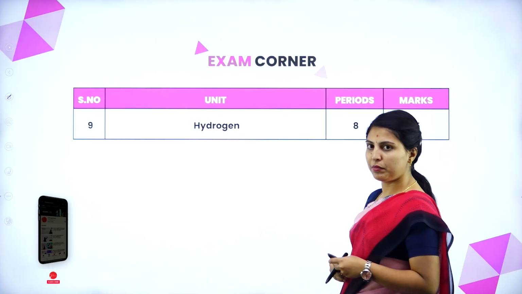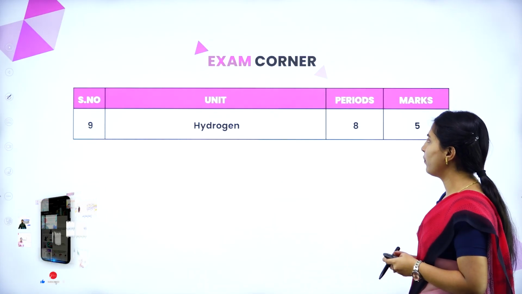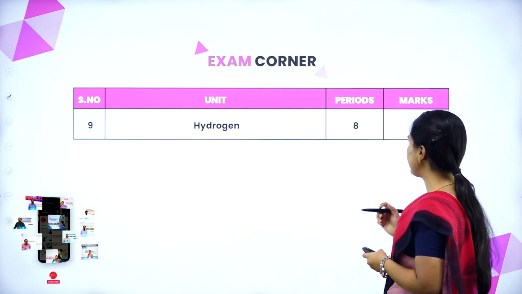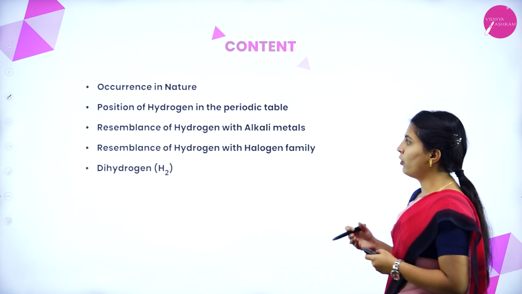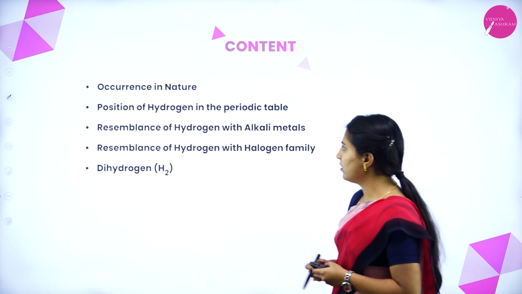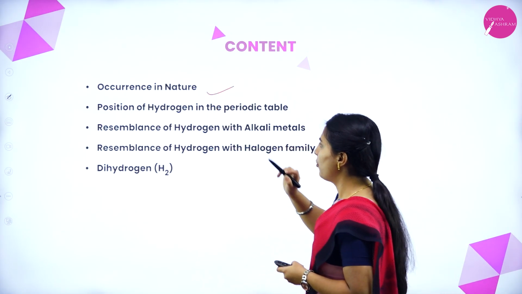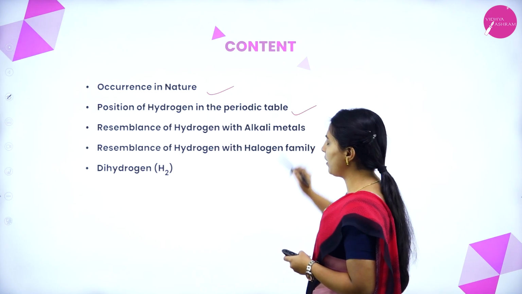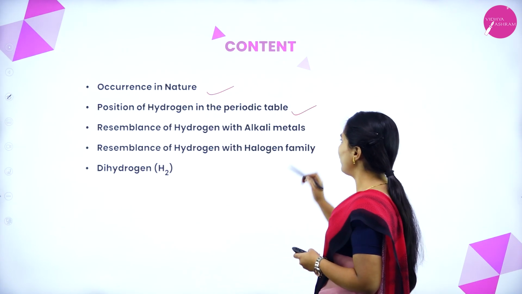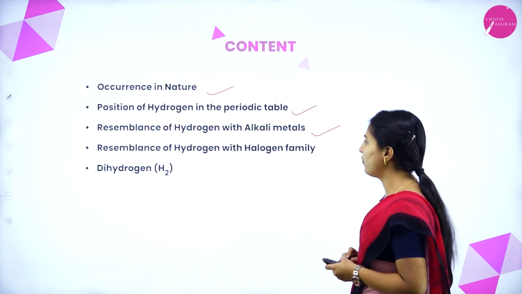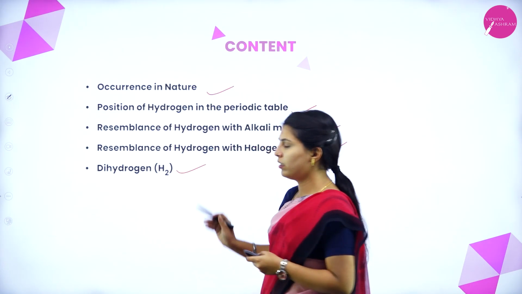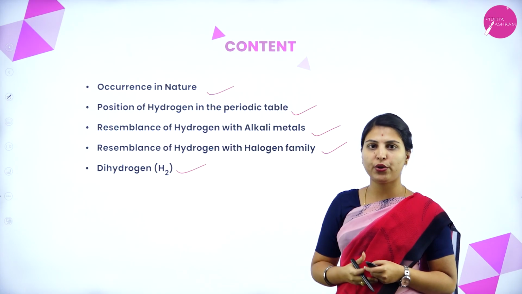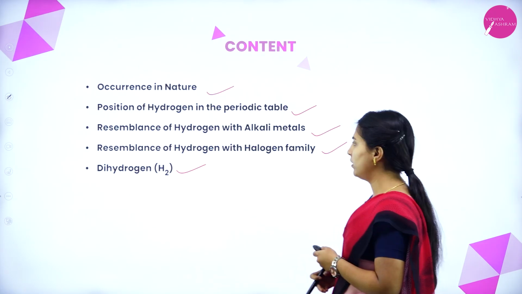First we will see the exam corner. The number of hours required for this chapter is 8 and the total marks allotted is 5 marks. The contents we are seeing today are occurrence in nature, position of hydrogen in the periodic table, resemblance of hydrogen with alkali metals, resemblance of hydrogen with the halogen family, and dihydrogen, about dihydrogen and the preparation of dihydrogen, we will see in this session.